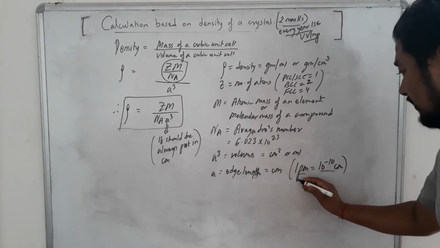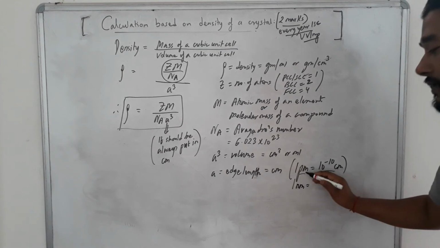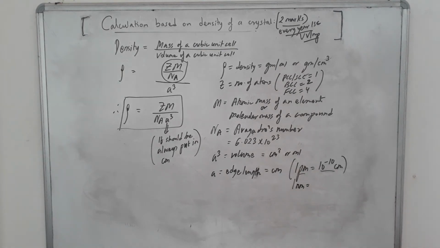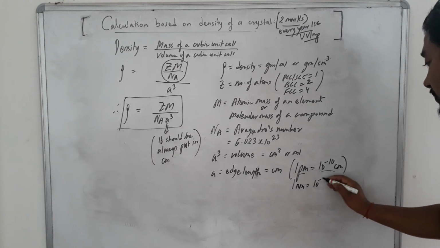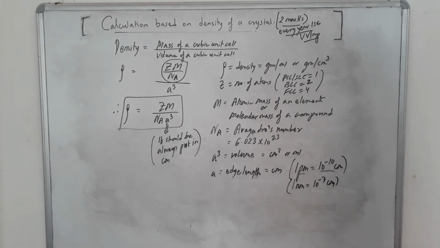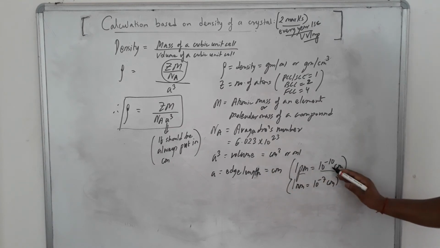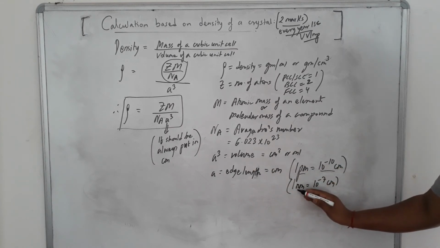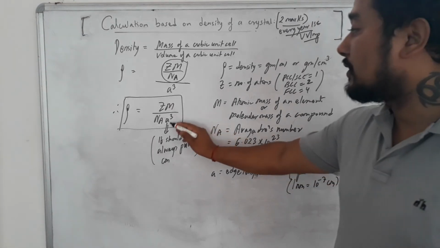What if, instead of picometer, it is given in nanometer? pm is picometer, nm is nanometer. If it is given in nanometer, do remember 1 nanometer is equal to 10 to the power minus 7 centimeter, students. So if it is given in picometer, convert to centimeter by this relation. If it is given in nanometer, you convert by this relation, and this value we always put in centimeter.